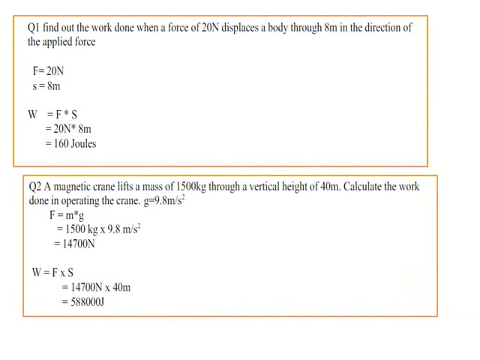Now we pass on to solving numerals in this work done. Find out the work done when a force of 20 Newton displaces a body through 8 meters in the direction of the applied force. So the given quantities are force 20 newtons and displacement 8 meters. And what we are asked to calculate is work done. So first write the formula.